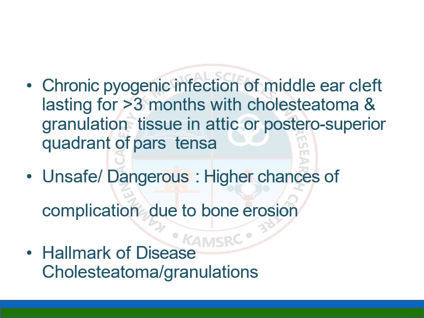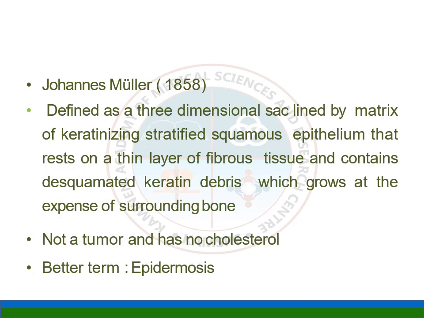The proper definition of cholesteatoma is this. The term cholesteatoma was given by John Muller in 1858, and it is defined as a three-dimensional sac. It is lined by a matrix of keratinized stratified squamous epithelium that rests on a thin layer of fibrous tissue and contains desquamated keratin debris, which grows at the expense of surrounding bone. This is the definition of cholesteatoma. You have to reproduce it as it is in an exam.